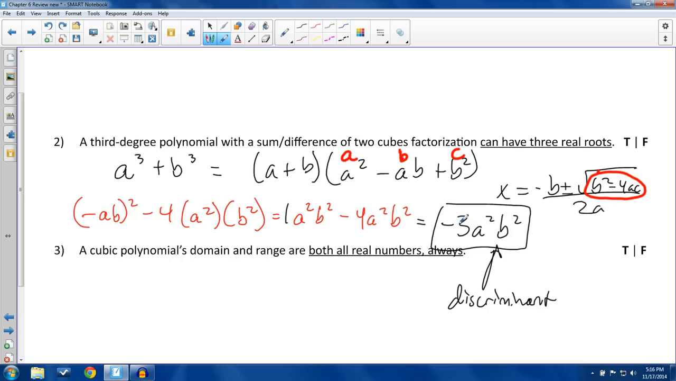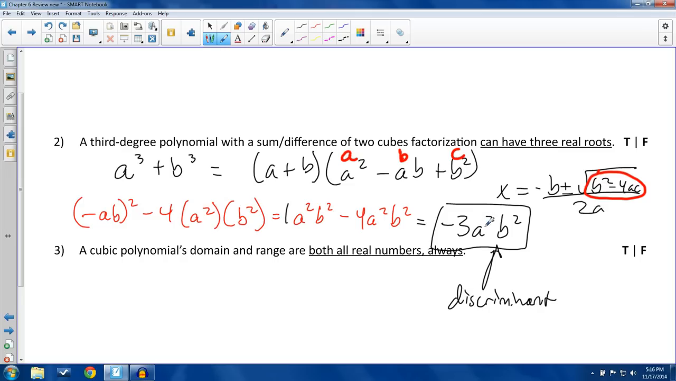So here's your proof. Your discriminant will always, let me repeat that, your discriminant will always be negative. It will always, always, always be negative in this scenario. There's nothing that you could ever do where your square root would not be negative. I'll give you one exception to that, and that's if one of these is 0. If that's 0, then you're not looking at a third degree polynomial with its sum or difference of two cubes factorization. So there's that.